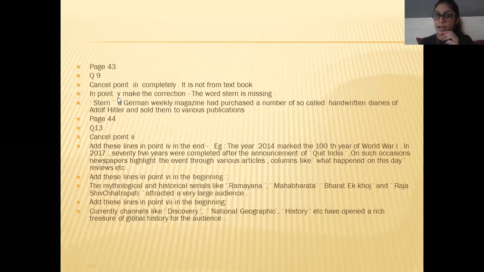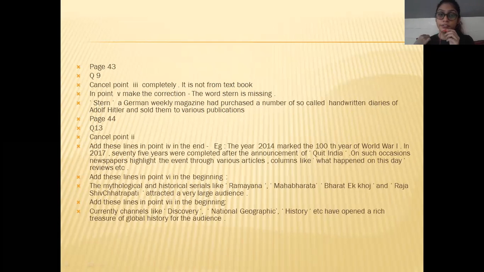In point 5, make a correction. The word Stern is missing. So you have to add Stern. Stern is a German weekly magazine. It had purchased a number of so-called handwritten diaries of Adolf Hitler and sold them to various publications. So you have to add this point. The Stern point is missing, so make a correction and add the Stern point.